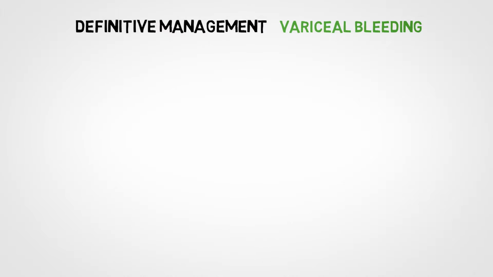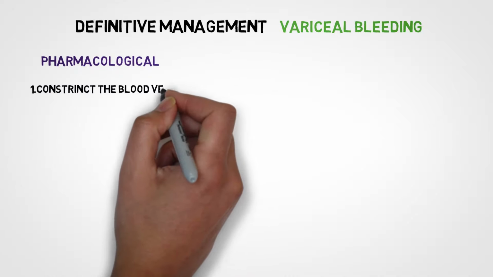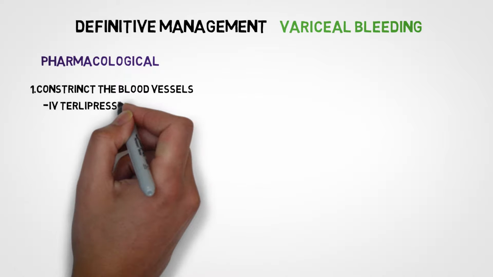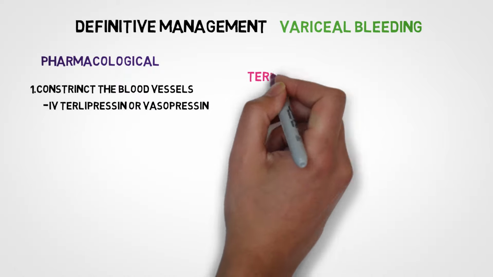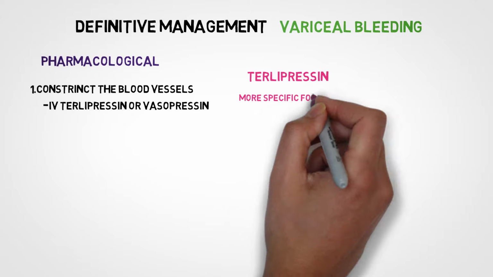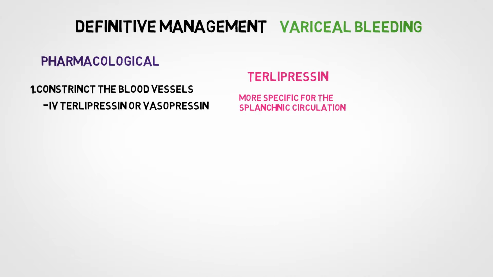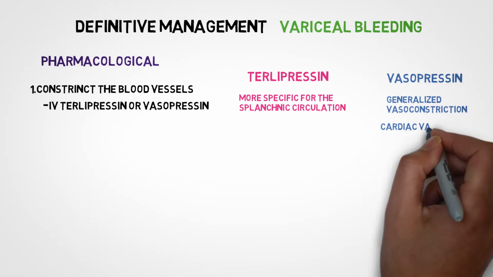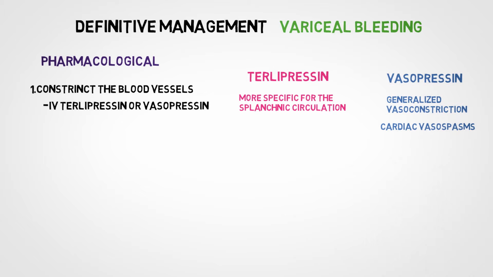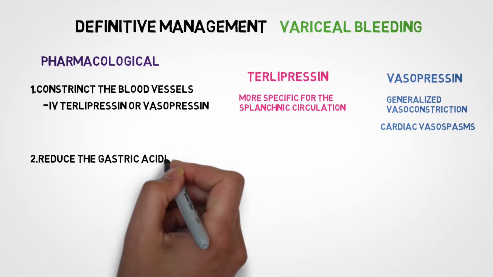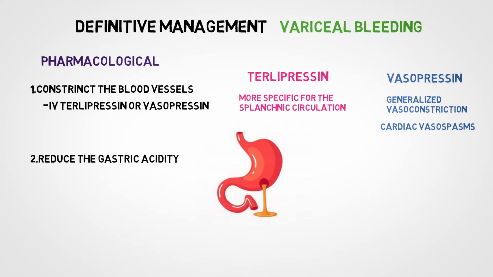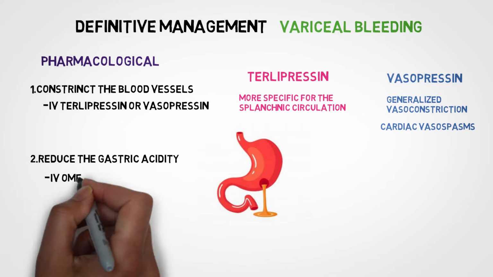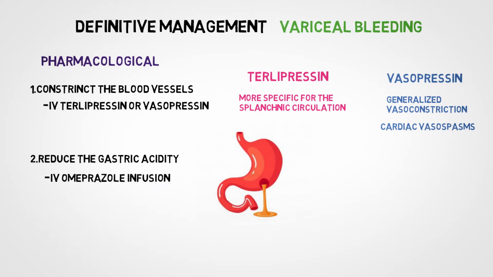If the patient is having variceal bleeding, then we have to start drugs to reduce the bleeding by constricting the blood vessels. For that, we use intravenous terlipressin or vasopressin. Terlipressin is the better drug because it's more specific for the splanchnic circulation, whereas vasopressin can cause generalized vasoconstriction and, as a side effect, can cause cardiac vasospasms. We also have to start a drug to reduce the gastric acidity to facilitate the clotting of the blood at the bleeding sites. Therefore, we use an intravenous omeprazole infusion.